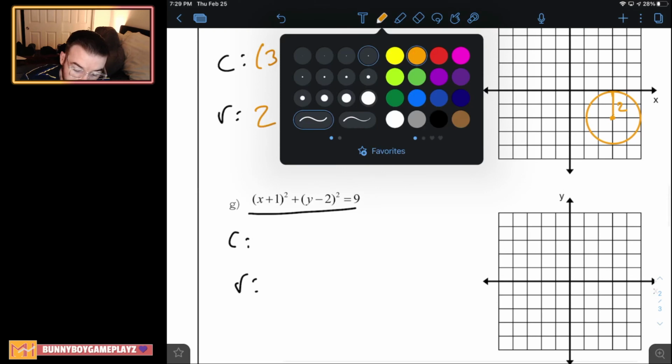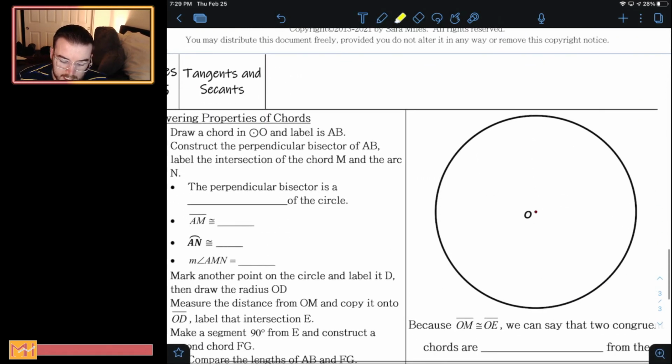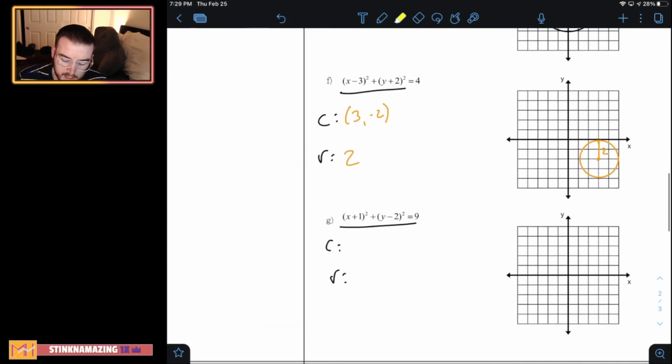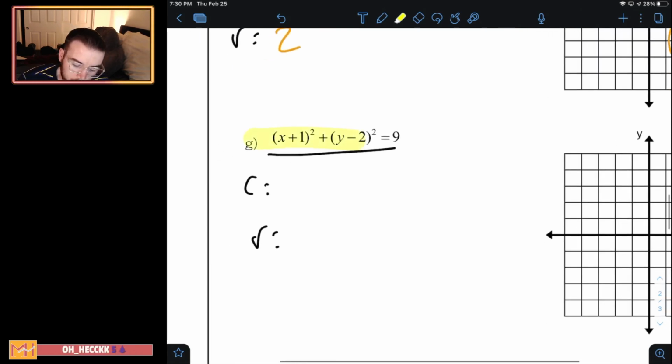So last question, end of the video. We're only at 12 minutes. I'm not continuing on. We're gonna break this up into 2 sections, folks. So this is the last question. Only 12 minutes in. What is the center and what is the radius? 2-part question.